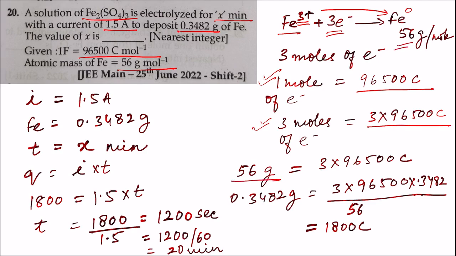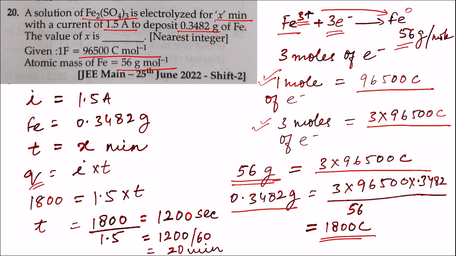So 56 gram of iron requires 3 into 96500 coulomb of charge. Therefore 0.3482 gram of iron will require 3 into 96500 into 0.3482 divided by 56, which is equal to 1800 coulombs.